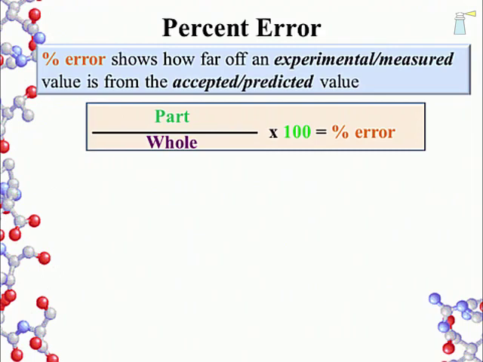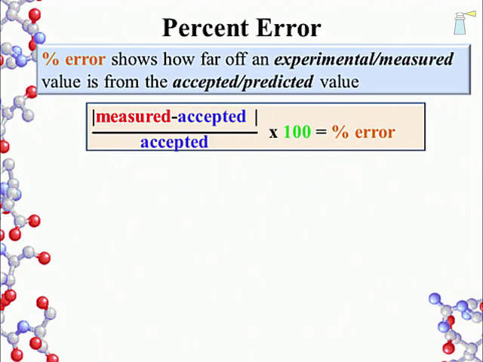In the percent error form of this equation, the whole is the accepted or predicted value. The part is the difference between the accepted value and the measured value in the lab. It is how far off the measured value is. When the numerator is divided by the accepted value, the how far off is converted into what fraction off. Multiplying that fraction by 100 gives the percent error, or what percent off.